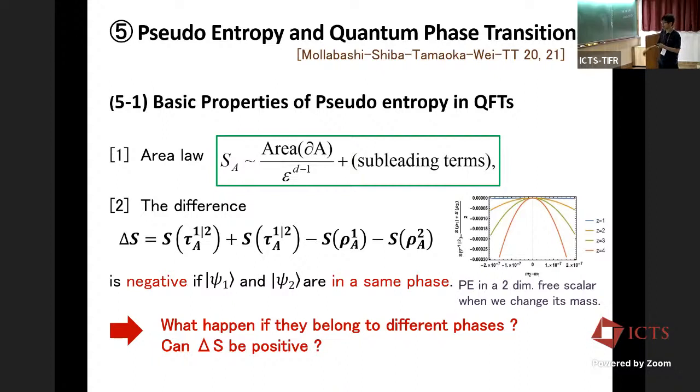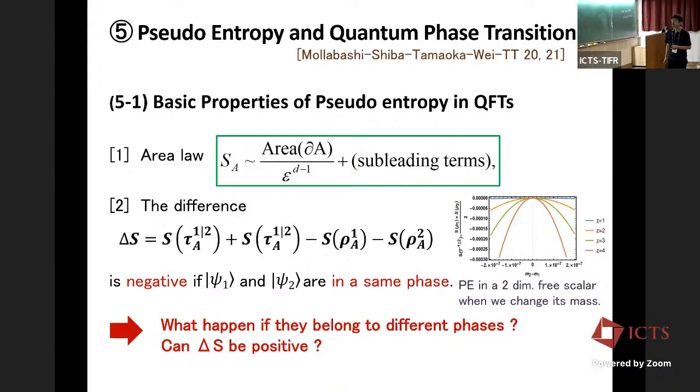Interestingly, we can see that this quantity is always negative if we work in a quantum field theory, assuming the same phase. That means we can start with, for example, a free scalar but just change the mass, essentially the same quantum phase. In that case, delta S is always non-positive. So phi 1 is a ground state for mass m equal 1, and for example phi 2 has mass m equal 2. They have different masses, but they are ground states of Hamiltonians with different masses. This difference is always negative, and it is only 0 when the mass parameter is exactly the same.